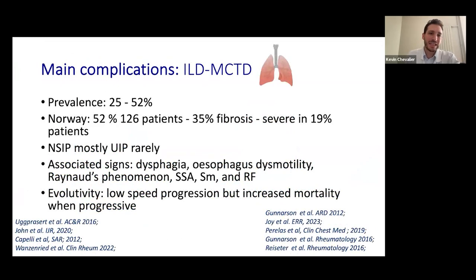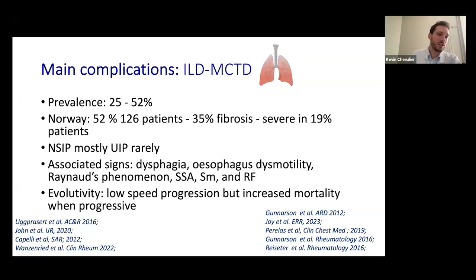Next slide, please. Interstitial lung disease is very frequent in MCTD. In the literature, about 1/4 to half of the patients with MCTD had interstitial lung disease. In the Norway cohort conducted by Gunnarsson and colleagues, half of the 126 patients had ILD. Among these patients, 35% had fibrosis on chest CT scan, and the ILD was severe in 19% of the patients. In the literature, the radiological pattern is mostly non-specific interstitial pneumonia and rarely usual interstitial pneumonia.